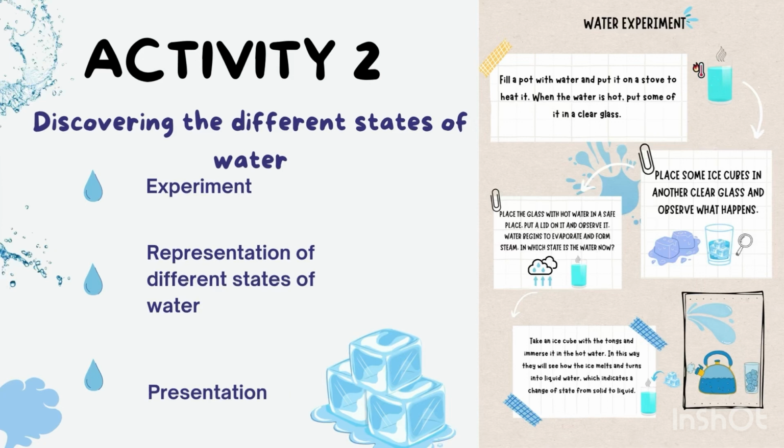To complete the experiment, they will take an ice cube with the tongs and immerse it in the hot water. In this way, they will see how the ice melts and turns into liquid water, which indicates a change of state from solid to liquid.